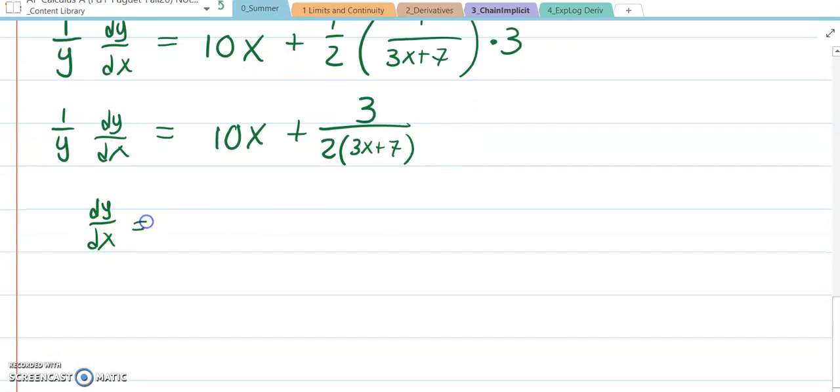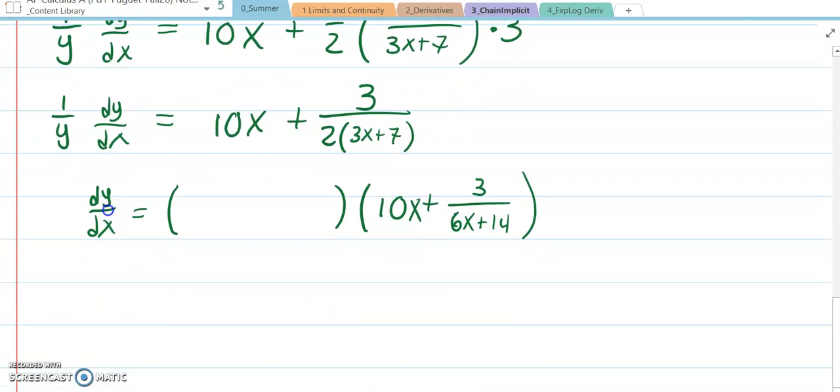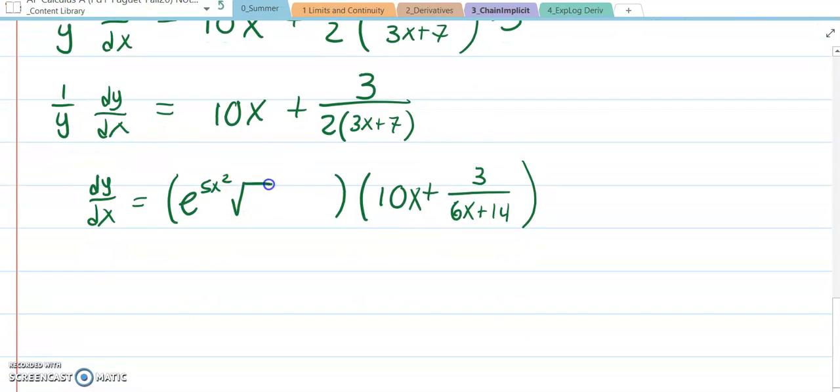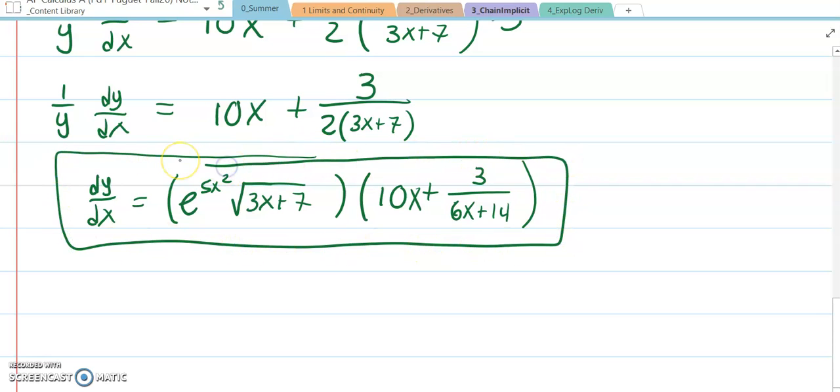And just like the last question, you're always going to be left with having to rewrite the original term there first. But that's a 10x plus 3 over 2(3x plus 7). Actually, I'm going to distribute that. That's easy enough to distribute. So that's going to be 6x plus 14. The original term, of course, was e raised to the 5x squared, and then the square root of 3x plus 7. And there we have, again, in lies our final answer here, our derivative.